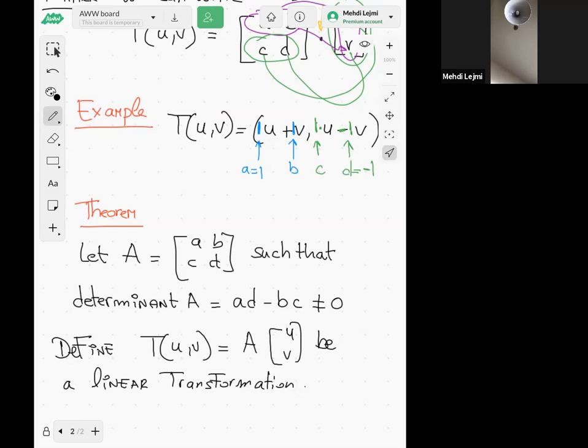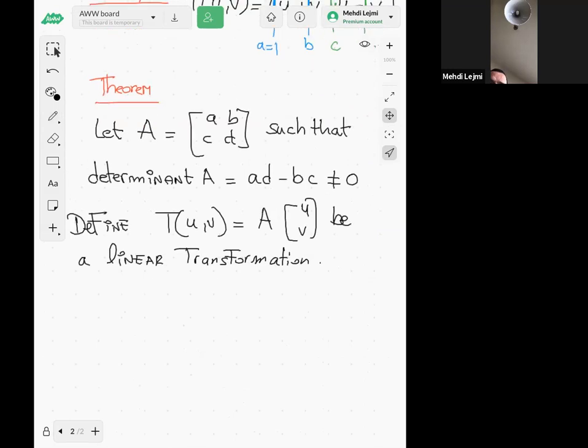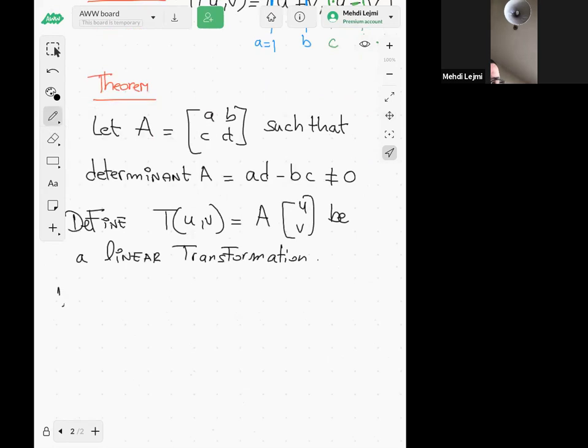So what's so special about linear transformations? Or how do linear transformations change the regions in the plane? Well, actually, T takes parallelograms to parallelograms.